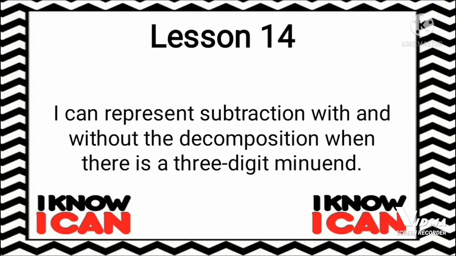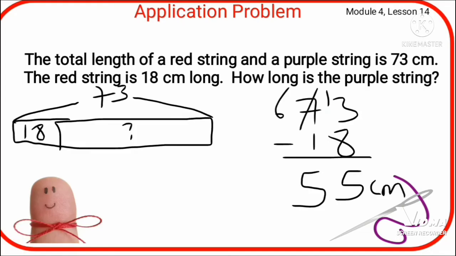Today we'll be completing lesson 14 of your Common Core Grade 2 Module 4 workbook. Let us review how to represent subtraction with and without decomposition when there is a 3-digit minuend. By minuend I mean the number you are subtracting from. And this time we'll try to see how to subtract from 3-digit numbers. But first, let us solve this application problem.